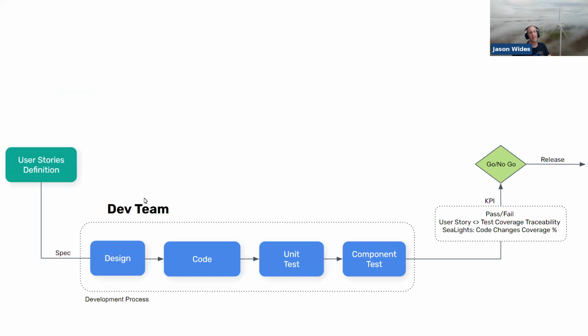So what do we have out there today? Today you've got the user story definition being created by product managers. They give it to the dev team, which goes through the design, code, unit test, component tests, and so on. And then they push that code into a testing environment in order to be tested.